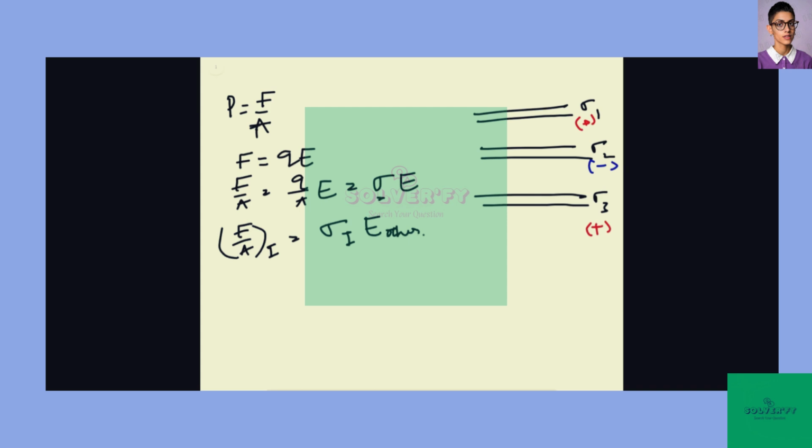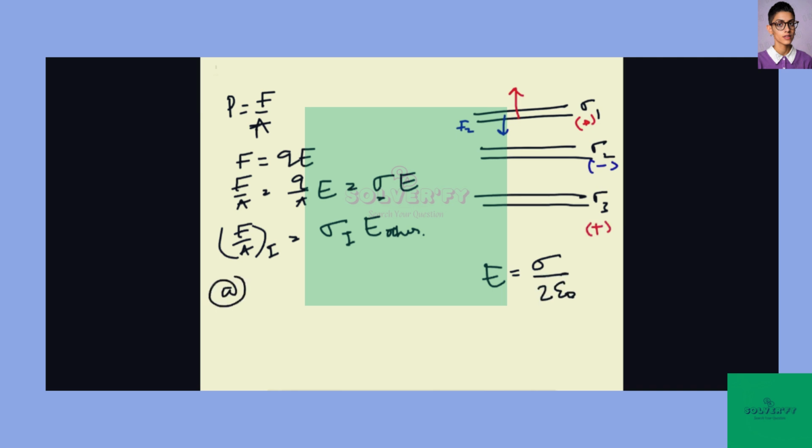Now also remember that the field due to the first one, so let's count the fields on the first one. The field due to the sigma 2 will be downwards, whereas, let's call this F2, the field due to second sheet, and the field due to the third sheet will be upwards because it's positive. So let's find out the values. Also remember that the electric field due to a charge sheet is sigma by 2 epsilon naught.